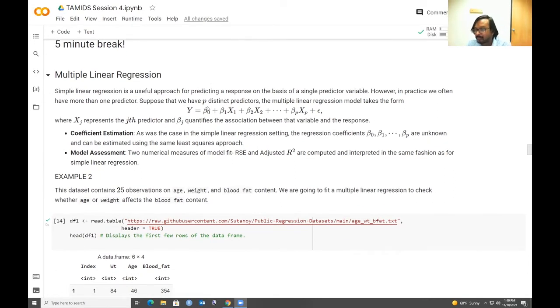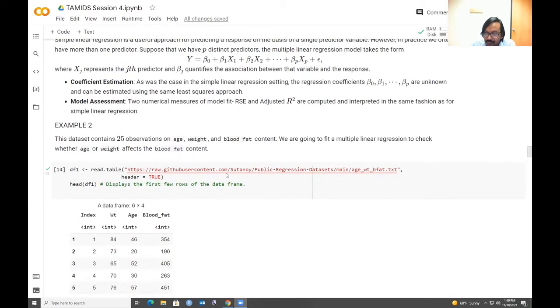Similar to the simple linear regression approach, we can estimate these regression coefficients and try to understand a pattern in the dependence between the predictors and the response. So let us take a look at an example and see how we can assess the model performance, similar to how we have looked into the case of simple linear regression using adjusted R-squared.